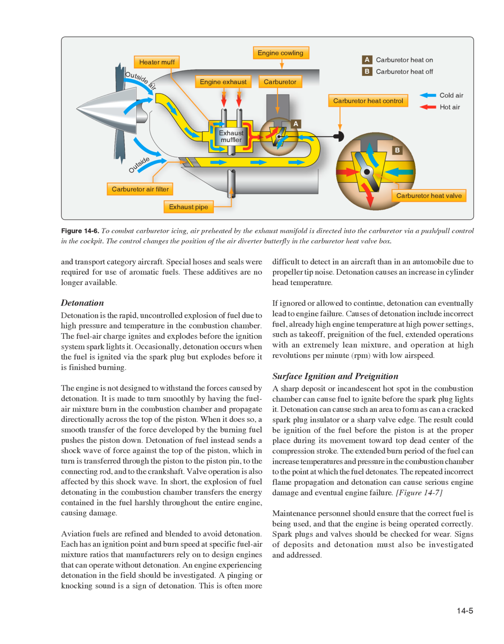Surface ignition and pre-ignition. A sharp deposit or incandescent hot spot in the combustion chamber can cause fuel to ignite before the spark plug lights it. Detonation can cause such an area to form, as can a cracked spark plug insulator or a sharp valve edge. The result could be ignition of the fuel before the piston is at the proper place during its movement toward top dead center of the compression stroke. The extended burn period of the fuel can increase temperatures and pressure in the combustion chamber to the point at which the fuel detonates. The repeated incorrect flame propagation and detonation can cause serious engine damage and eventual engine failure.